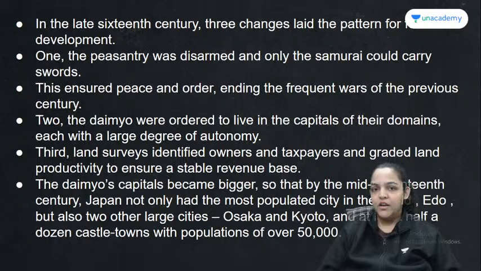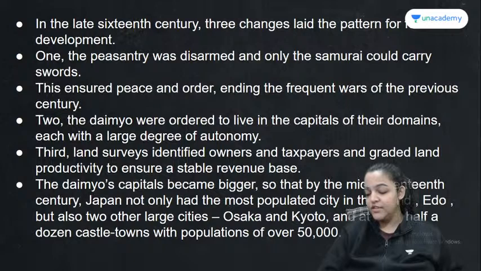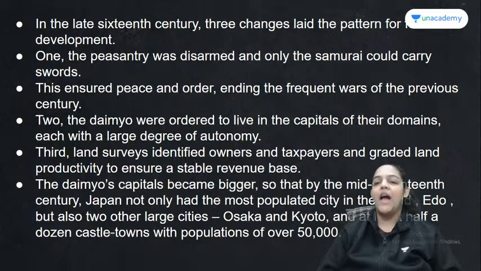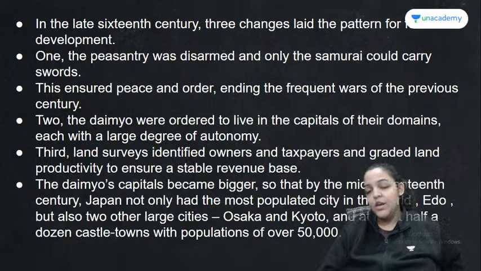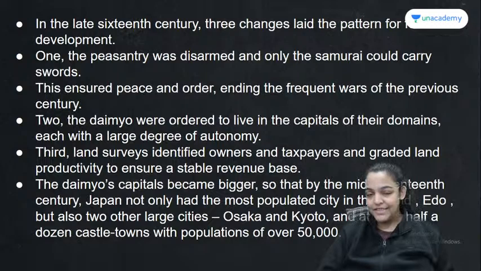So in the 16th century, there were some major changes which took place. What were those changes? First of all, the peasantry was disarmed. The peasantry also had some form of weapons with them. They might have a sword, they might have bow and arrow, but they were disarmed. Now only the samurais were allowed to carry swords. Why? What is the reason? First of all, it was done to ensure peace and order in the empire, and also to prevent those frequent wars which were happening. To prevent them, that is the reason the peasantry was disarmed.